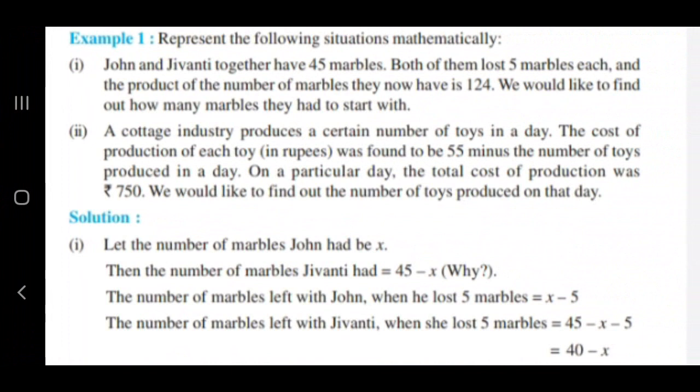Number of toys and its cost. It is given that the cost is given in terms of the number of toys. Listen, dear children, you know that if the cost of one toy is 100 rupees, what is the cost of two toys? 200. Three toys? 300, like that. That means number into the cost of one. Then it is given that the cost of production of each toy was found to be 55 minus the number of toys. Okay.